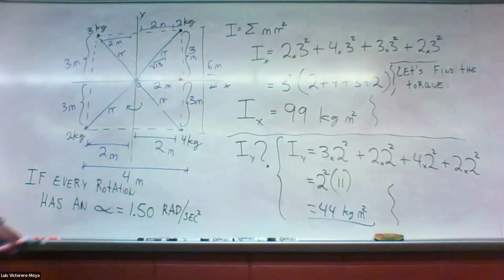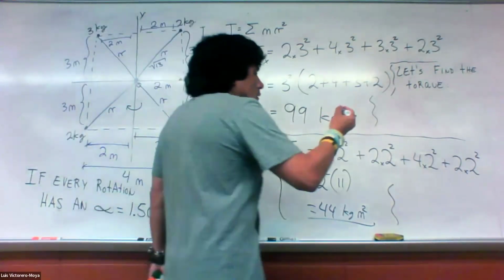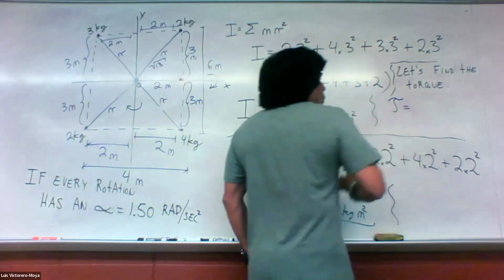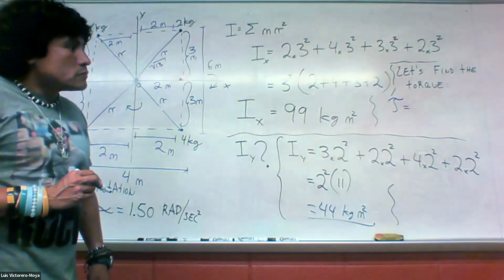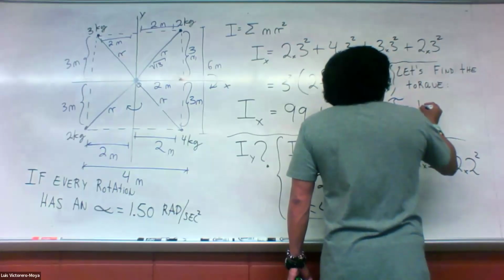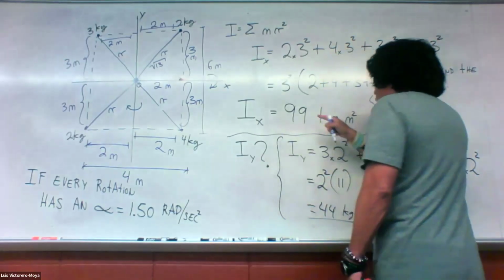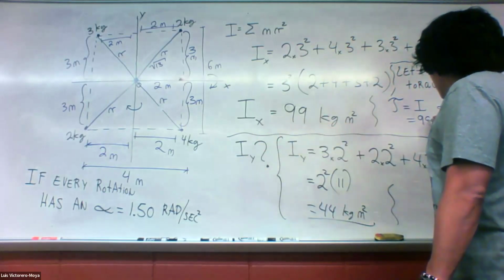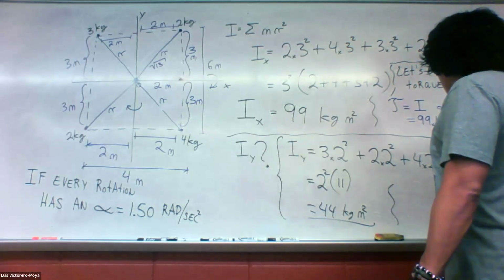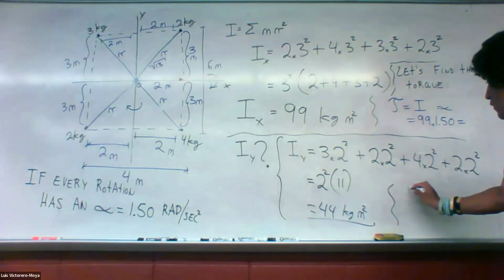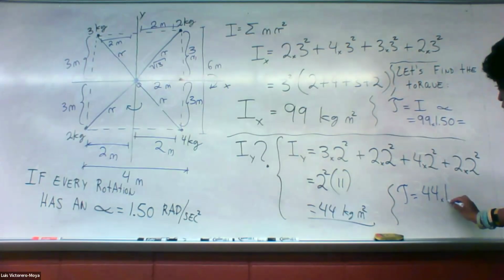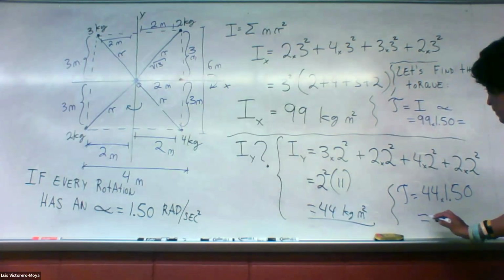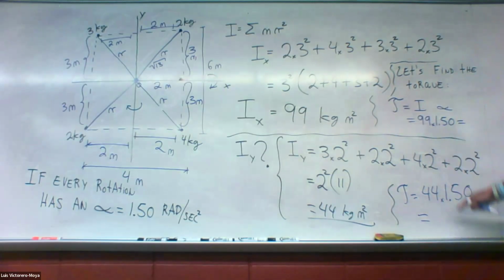So how will you find the torque? If you have alpha for this I, how do you find the torque if you have an acceleration, guys? What's the equation? I times alpha. So I alpha. So we just use 99 times 1.5. That's for this situation. For this, torque will be 44 times 1.50. What's the value of each?